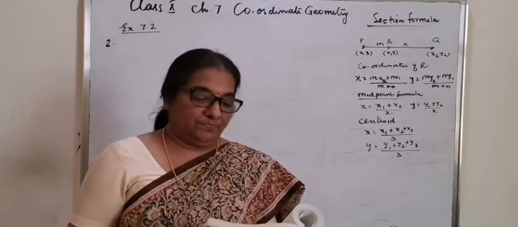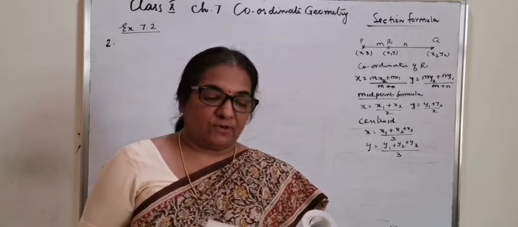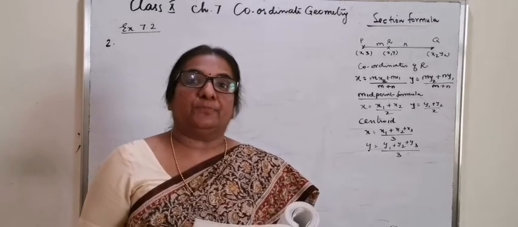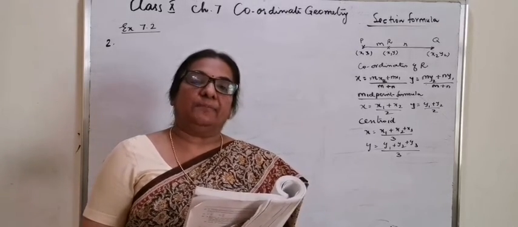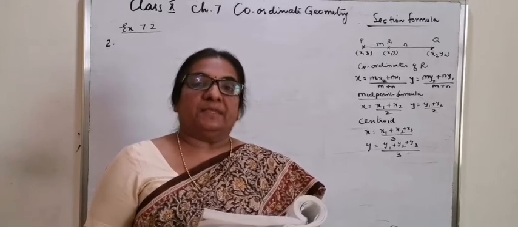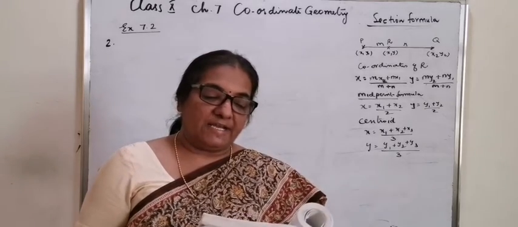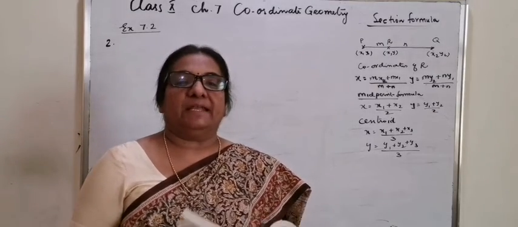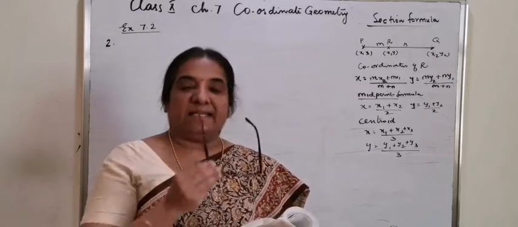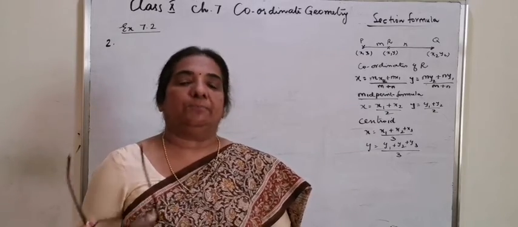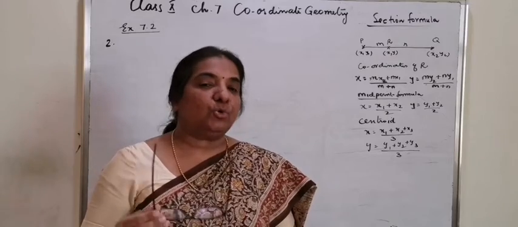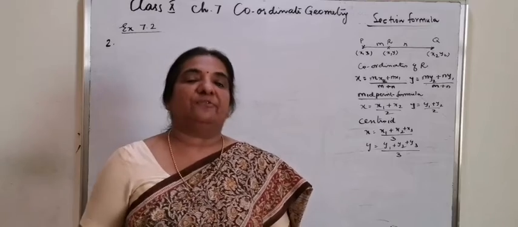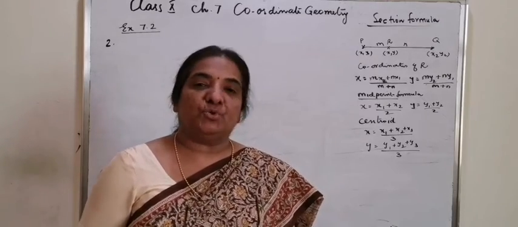Question number 2. Find the coordinates of the points of trisection of the line segment joining the points (4, -1) and (-2, -3). Second question. Find the coordinates of the points of trisection. Underline the word trisection. The meaning is the points will divide the line segment into 3 equal parts. So there will be 2 points which will divide a given line segment into 3 equal parts. We have to find the coordinates of those 2 points.